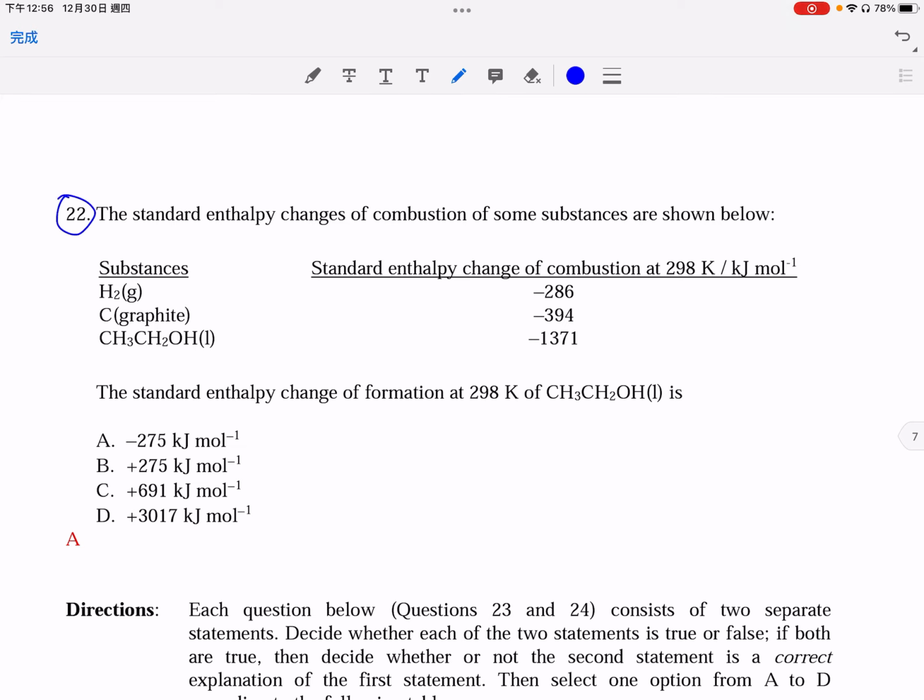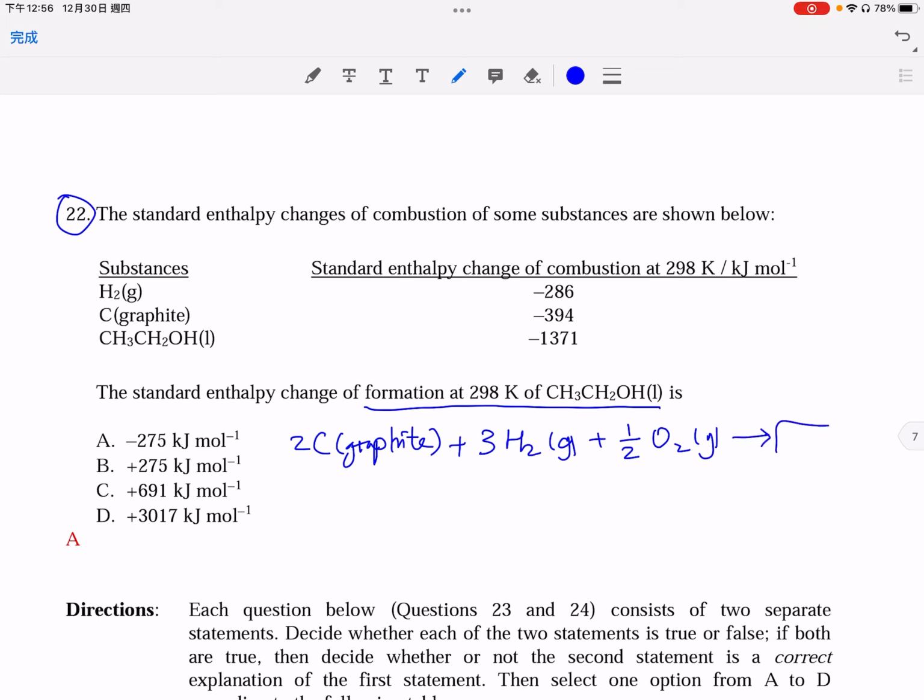Question number 22. Formation of CH3CH2OH. Of course, first of all, we write the equation first. 2 carbon atoms plus 3H2 plus 1/2 O2 to give the ethanol.